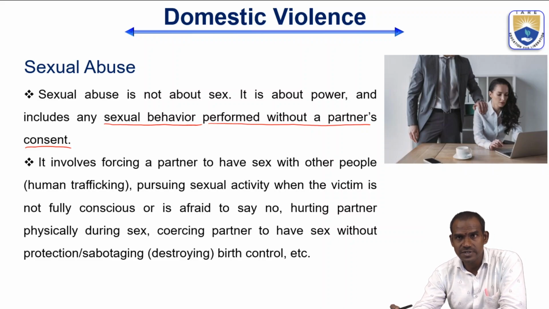Pursuing sexual activity when the victim is not fully conscious or is afraid to say no. Hurting partner physically during sex. Coercing partner to have sex without protection or sabotaging birth control, means destroying birth control, etc. So these are all the activities that come or cover under sexual abuse.